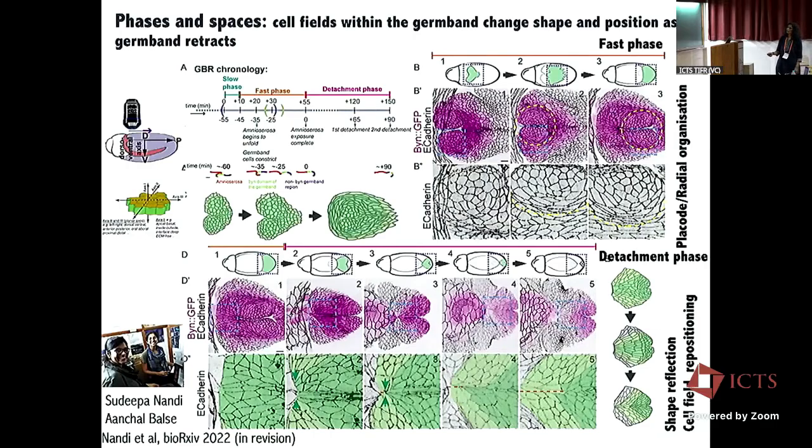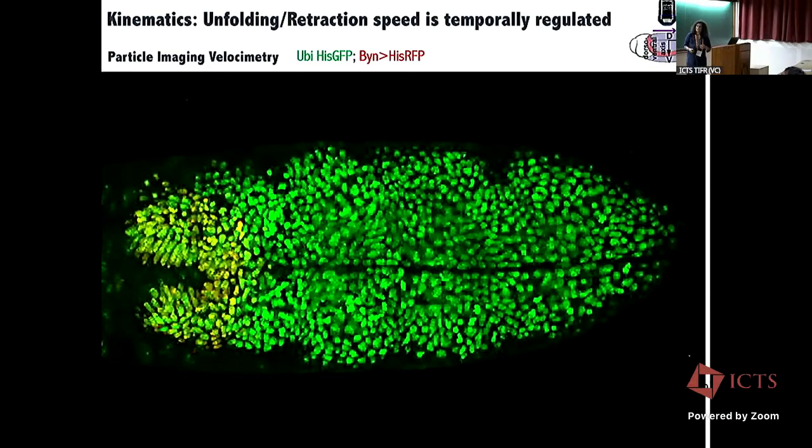And as a consequence, what you'll also see is that cell fields that were oriented along this axis actually eventually become oriented along this axis, meaning horizontal sort of becomes vertical. So these are two gross features that we noticed.